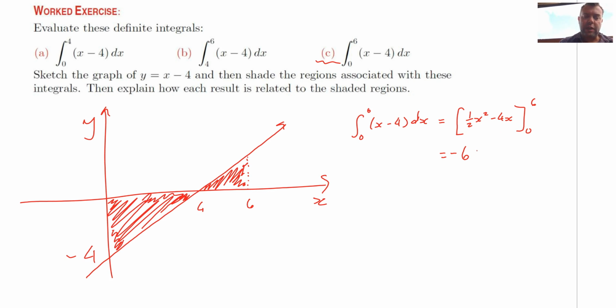Why did that work out? Well, this part here, 4 by 4 is 16, half of that is 8, so this part has a signed area of negative 8. And this part has an area of half times base times height, 2 by 2 over 2, which is positive 2. Combined, those two signed areas have a total of negative 6. So we can have negatives there.